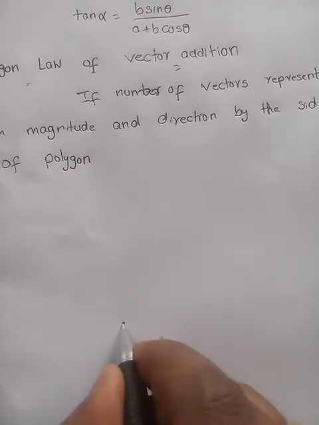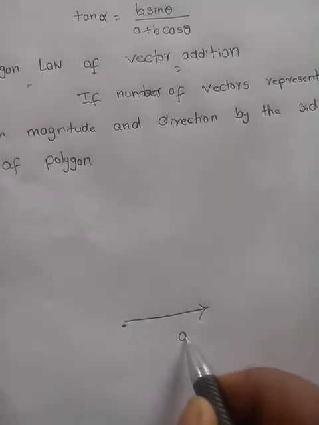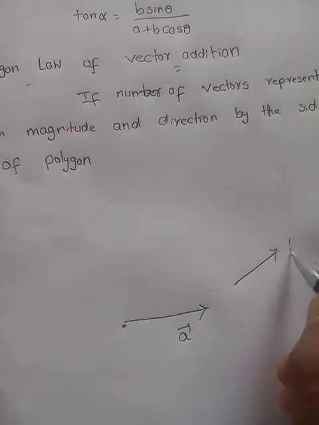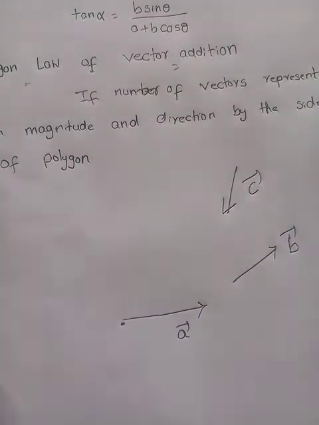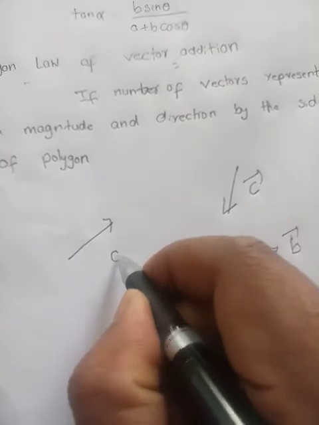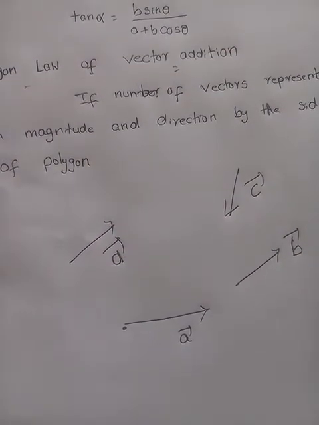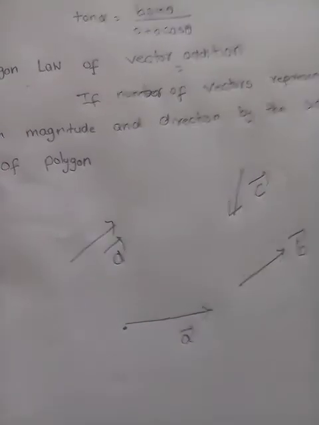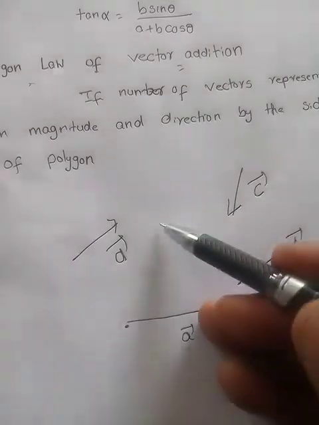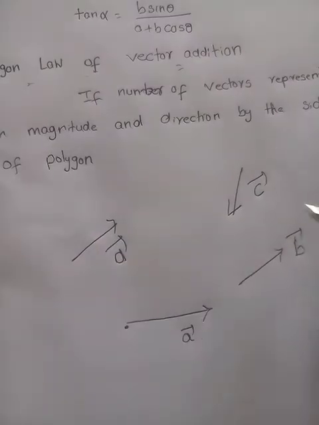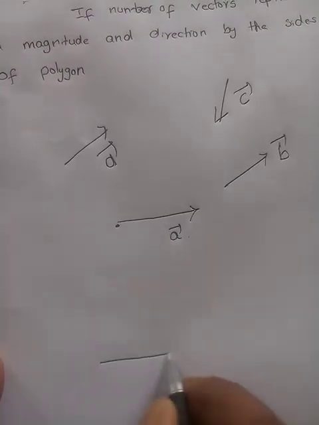So what can we write here? For example, now I am taking four vectors. One is a bar, one is b bar, one more is c bar, and one is d bar. Now I have four vectors. We cannot add these four vectors by using the parallelogram law. So this statement says that if there are a number of vectors having magnitude and direction, we cannot place all the vectors like this. We should place all the vectors in one regular order.